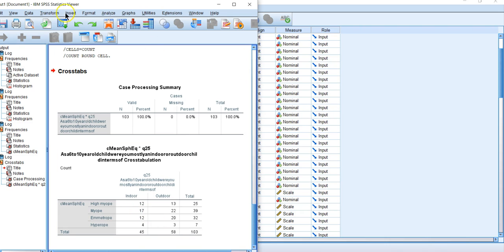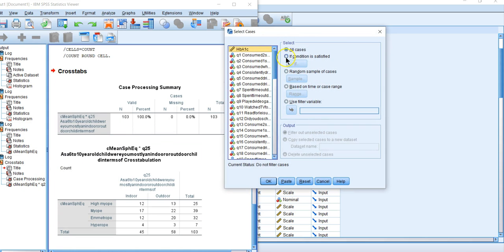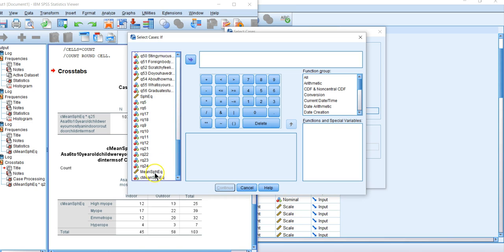But actually, before I do this kind of crosstab, let's do a 2x2 crosstab. So we're going to select cases if our category equals 2, or this little up and down thing is 2, or 3.